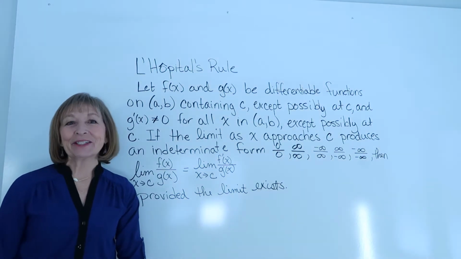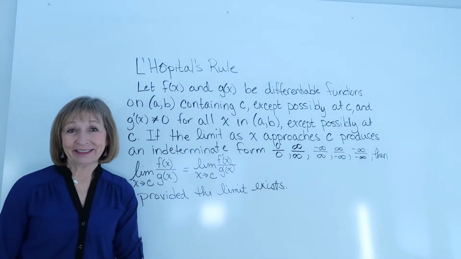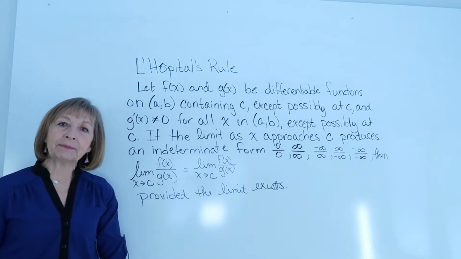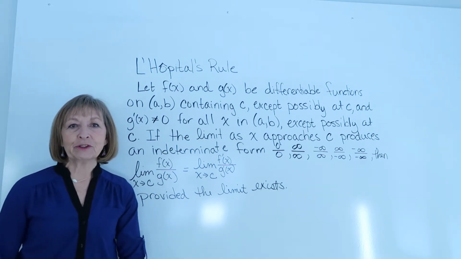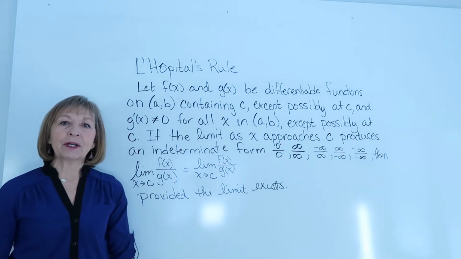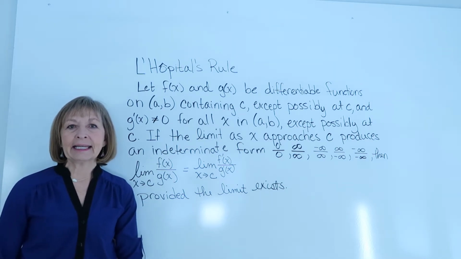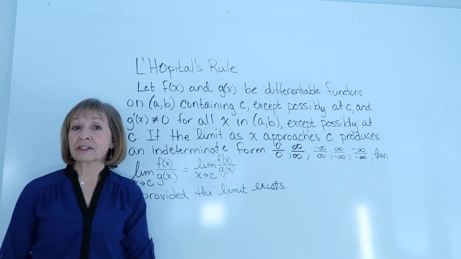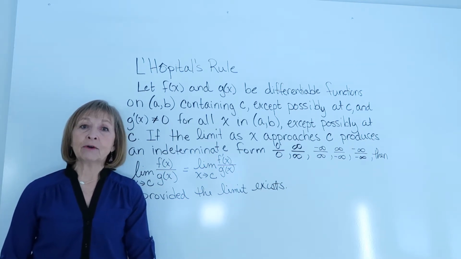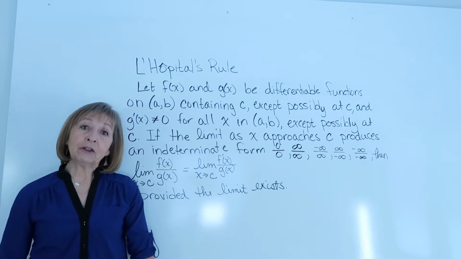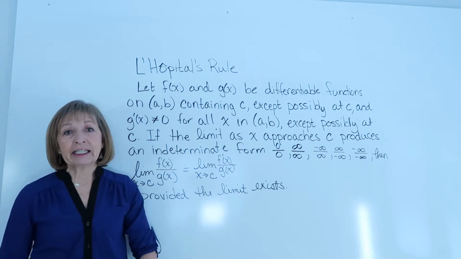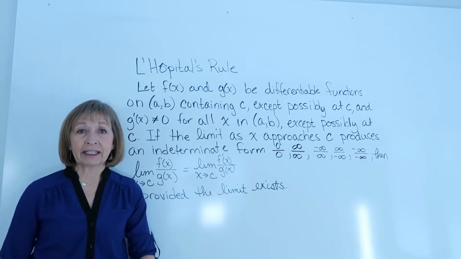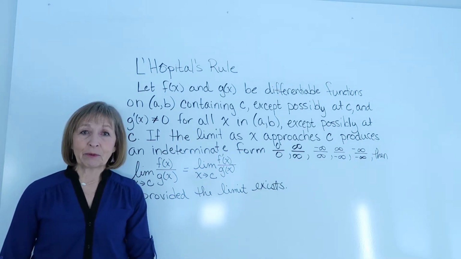In this video, we're going to look at something called L'Hopital's Rule. L'Hopital's Rule is a way to evaluate limits of a ratio of two functions, where the form that it takes is an indeterminate form of either 0 over 0 or infinity over infinity. It could be negative infinity over infinity, infinity over negative infinity, or negative infinity over negative infinity. So any of those types of forms.